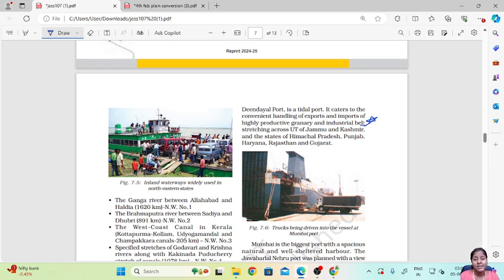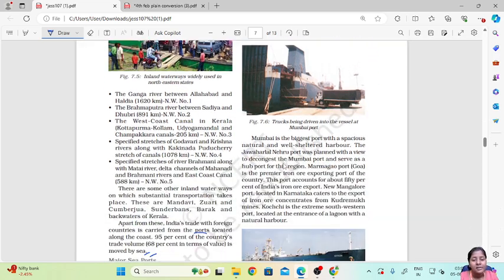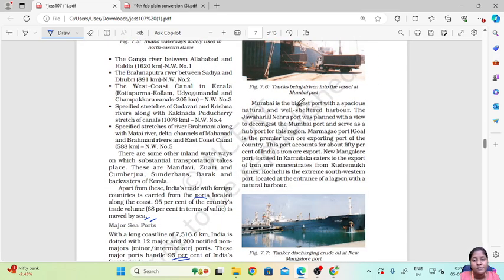Next, it stretches across the Union Territory of Jammu and Kashmir, and the states of Himachal Pradesh, Punjab, Haryana, Rajasthan, and Gujarat. Next, with regards to Mumbai, it is one of the biggest ports with a spacious, natural, and well-sheltered harbour. The new Jawaharlal Nehru port was planned with a view to decongest the Mumbai port and serve as a hub port for this region.